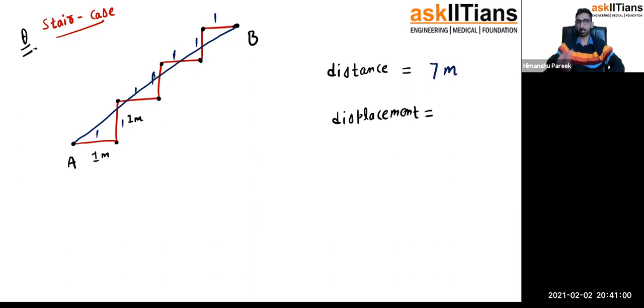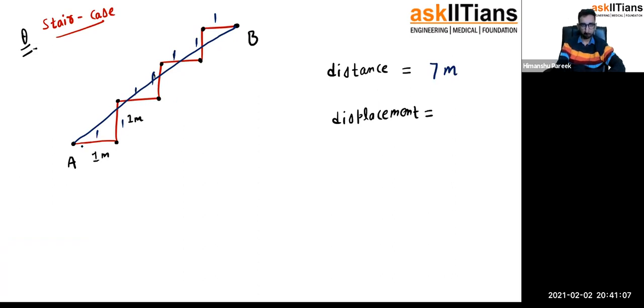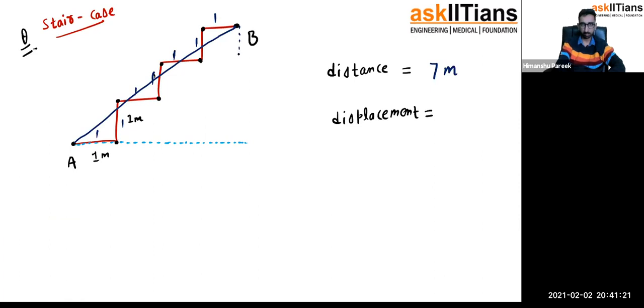Now here comes the mathematics part. What you should do, see here. Make a horizontal line here like this. This you have to think. This will come with the practice. You should practice more and more questions. This understanding will come with the practice. How to think in different ways.